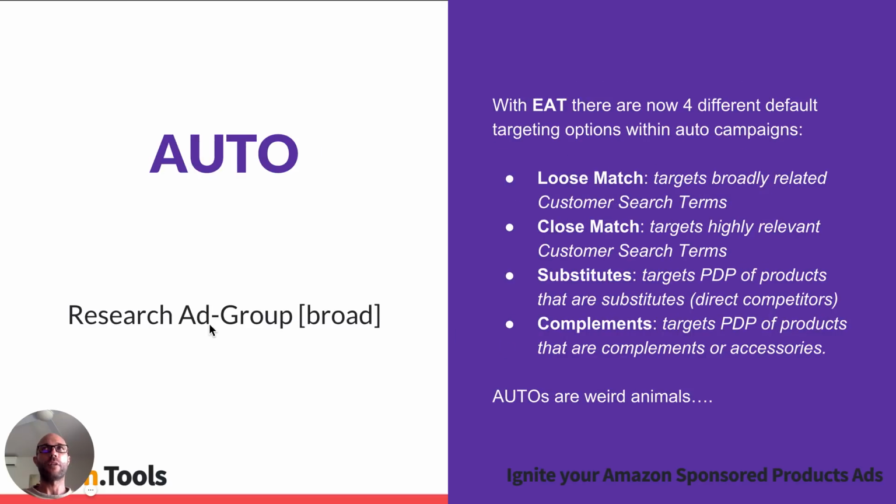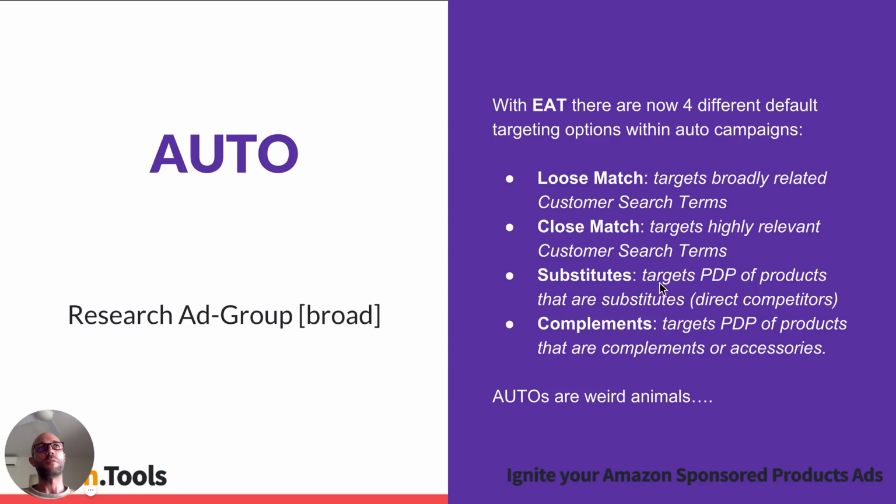The auto campaign is going to be a research campaign or ad group with the new EAT targeting, so enhanced auto targeting. Now auto by default will have 4 entities for different targets within the ad group. The first will be a loose match, so this specific target that will be created by default by Amazon within your auto ad group will go about matching your product to broadly related customer term searches. The close match will go about matching your product and your ad with highly relevant customer term searches.